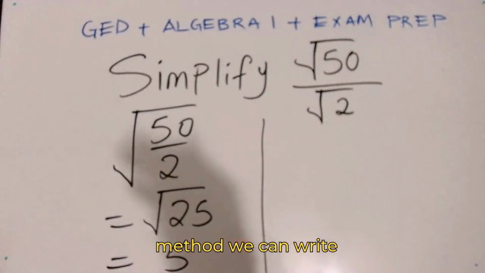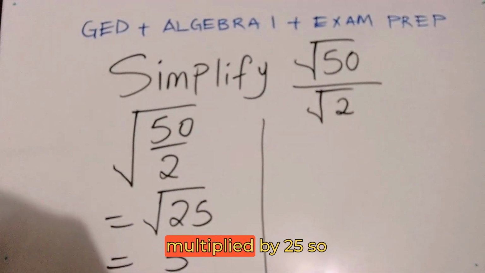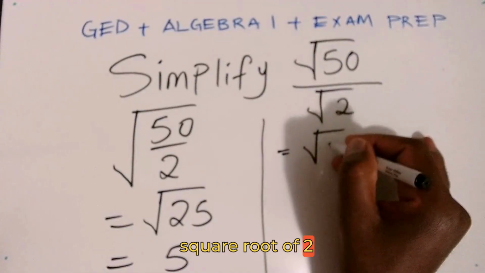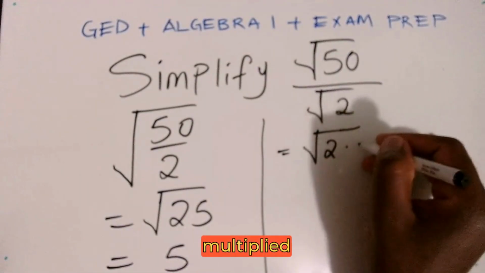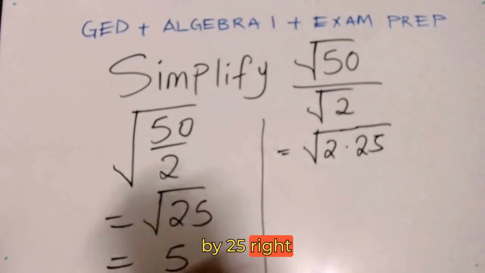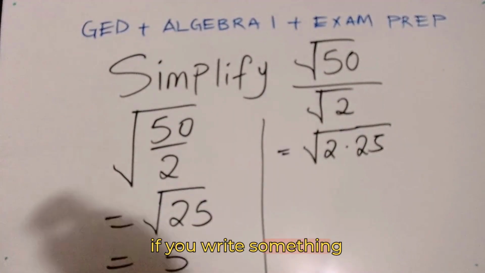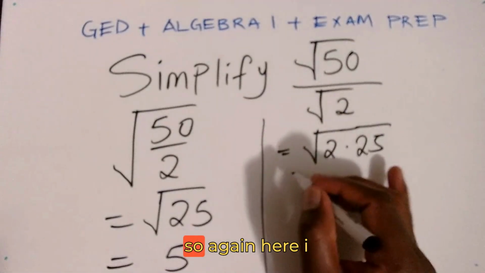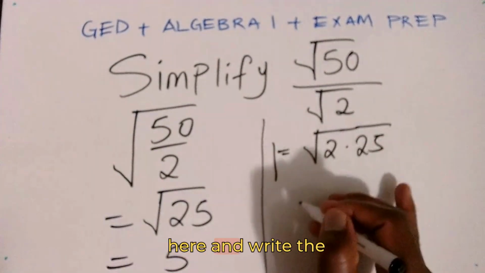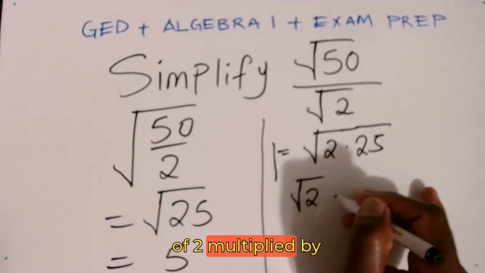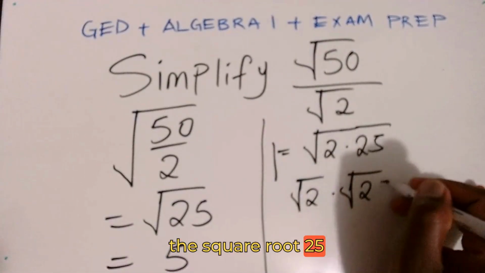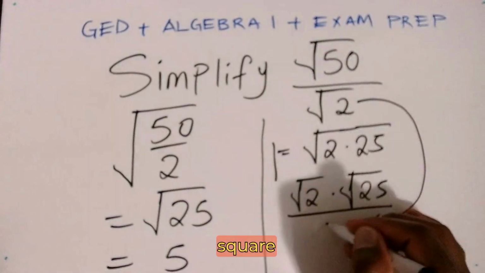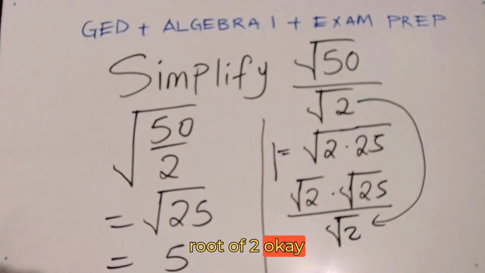Then the next method, we can write 50 as 2 multiplied by 25. So this is the square root of 2 multiplied by 25, right? But if you write something under the square root, it's just the same as taking the square root of each one of them, okay? So again here, I just skip a step and write the square root of 2 multiplied by the square root of 25. Everybody divided by this guy, square root of 2, okay?